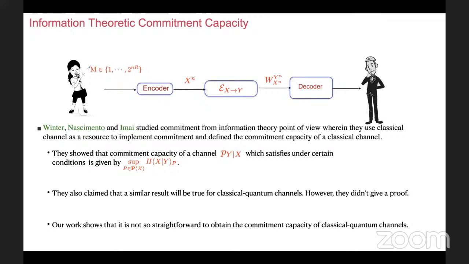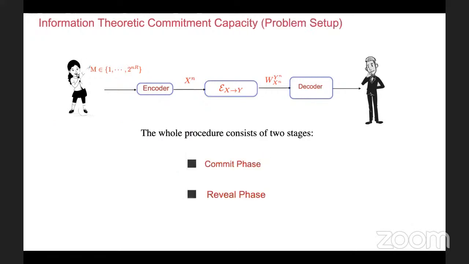However, they didn't give a proof. They just stated it as a theorem, and we couldn't find a proof of that statement. So Professor Hayashi and I tried to find a proof for this problem, and we eventually realized that it is not so straightforward to claim such a result for the classical quantum channel, that there are certain issues which I will highlight in this talk.